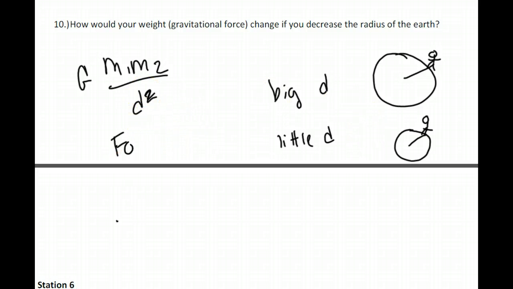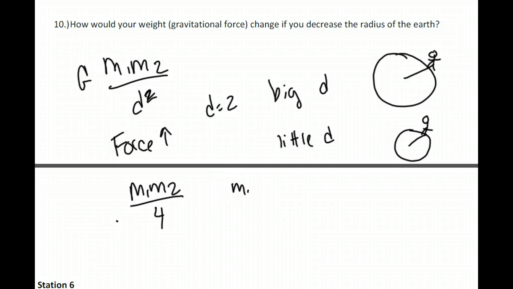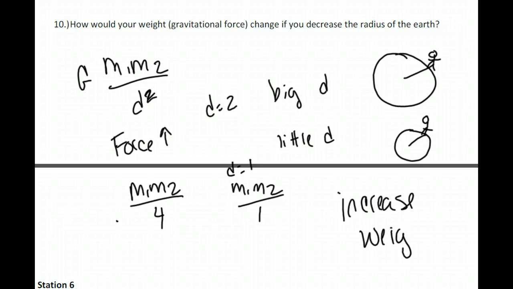So the force increases. Let me give you an example. m1 m2 divided by, let's say d equals 2. So that'd be divided by 4. Or m1 m2 divided by, let's say d equals 1. That'd be 1 squared. That'd be 1. See, this one would be bigger. So you increase the weight because that's the force of gravity. So that's weight equals force of gravity.